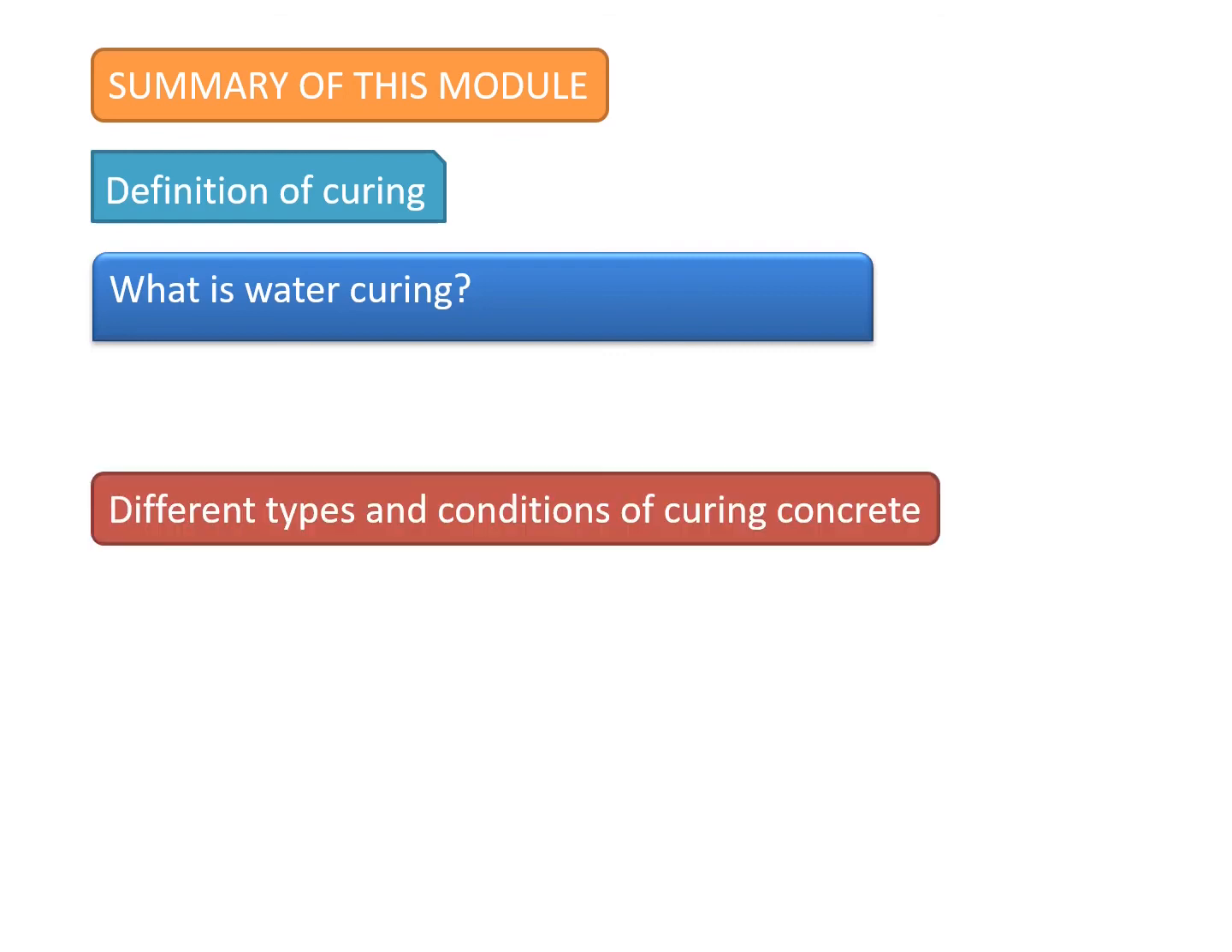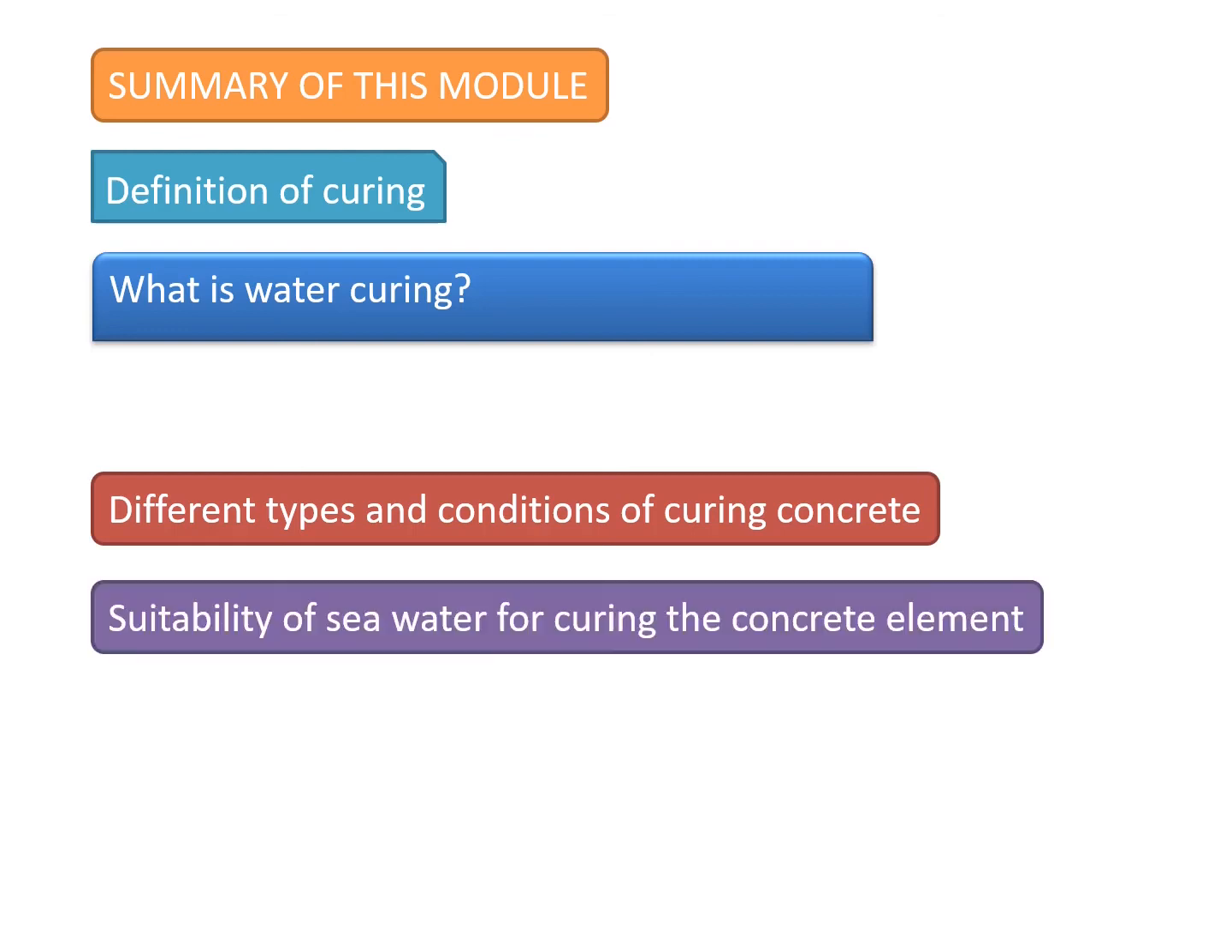And then the different types of conditions for curing of concrete were discussed in this particular module. The suitability of seawater, the most important part, the suitability of seawater for curing of concrete elements. As we have seen, seawater has an impact on the compressive strength, the tensile strength, the flexural strength, and the bond strength of the concrete. By using seawater, these strengths are reduced appreciably, to the tune of 20 to 50%.